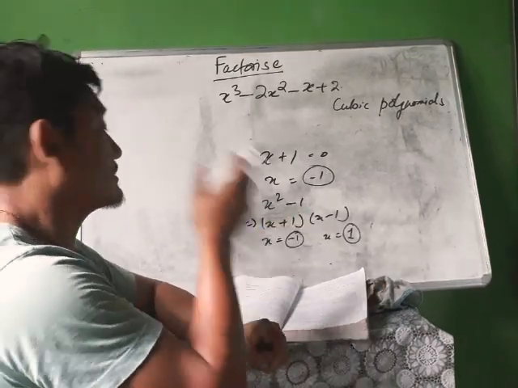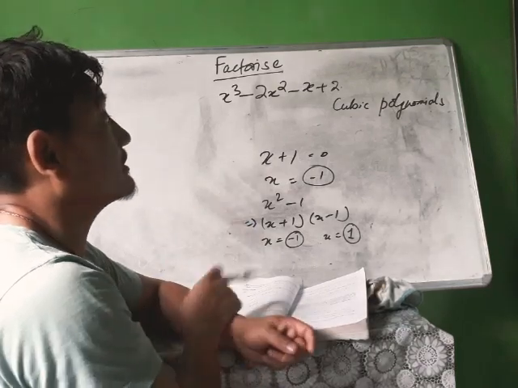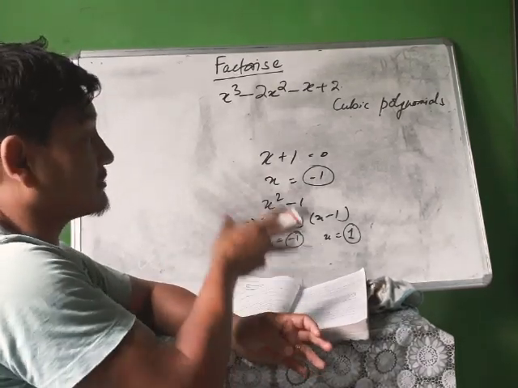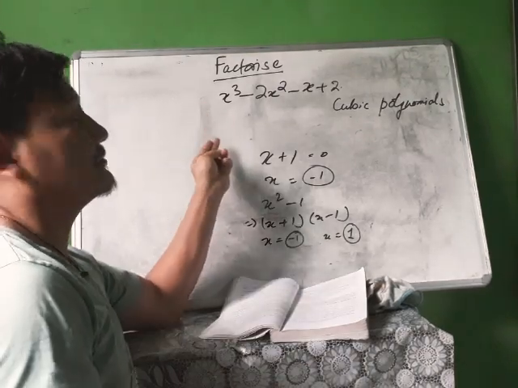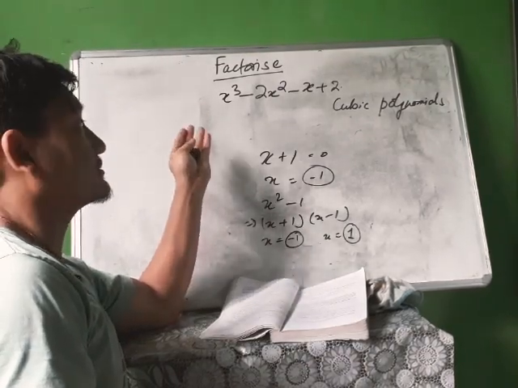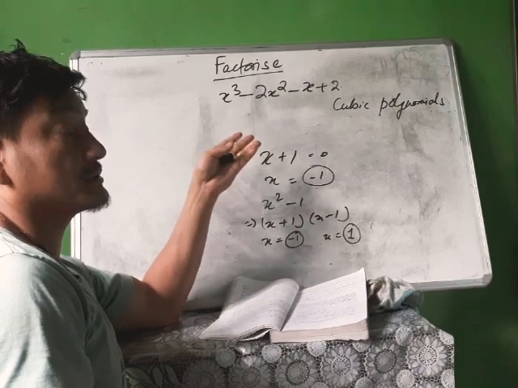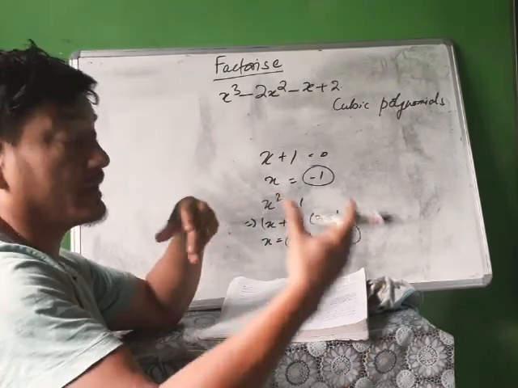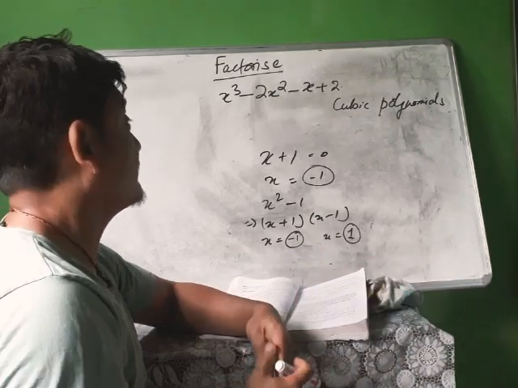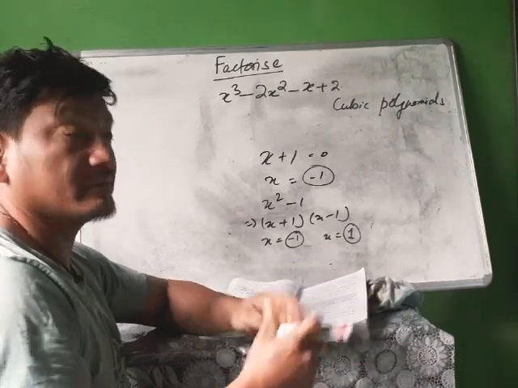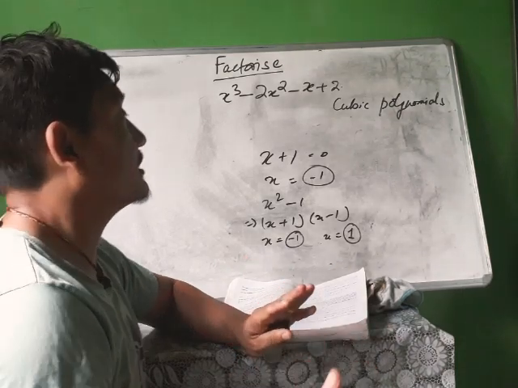But now the question is, we will be talking about the cubic polynomial. Likewise, what we have been doing for the linear and quadratic, the cubic polynomial will also have factors. So how many factors will you have for a cubic polynomial? You will have 3 factors for a given polynomial.